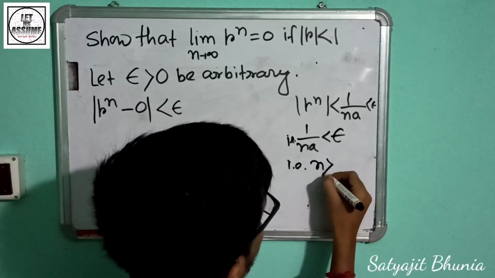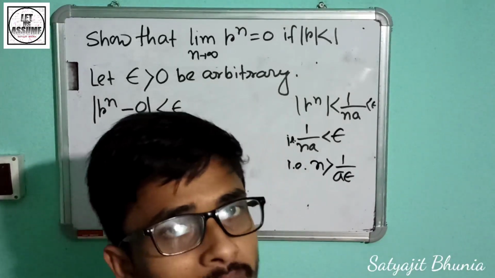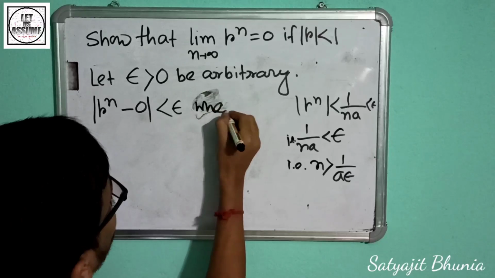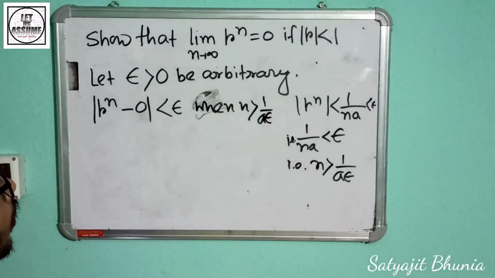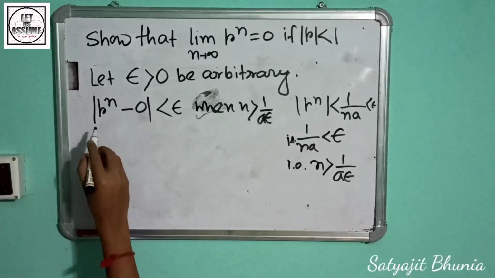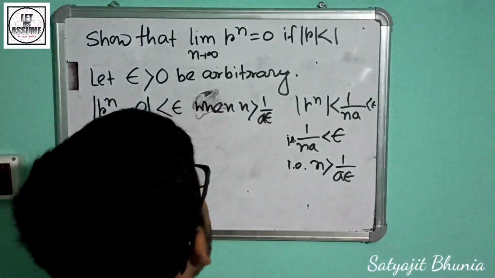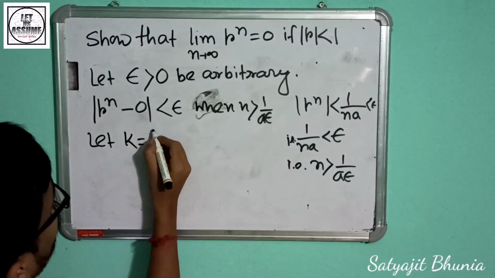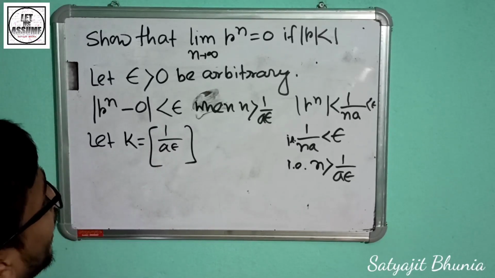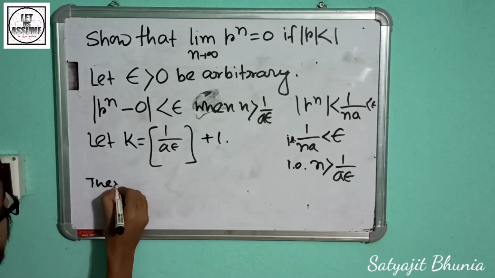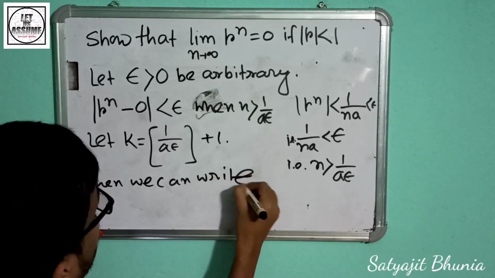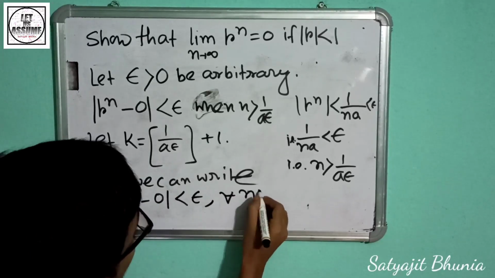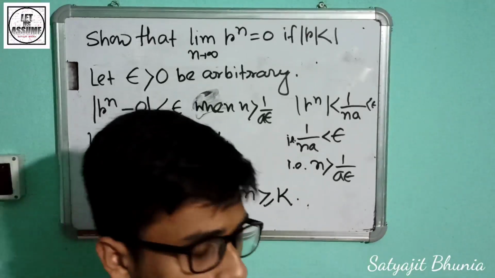তাহলে n is greater than 1/(a into epsilon), when n is greater than 1/(a epsilon)। সো এইটা হবে যখন mod of rn minus 0 less than epsilon হবে। সো আমরা যদি নিয়ে নিই let k is equal to box over 1/(a epsilon) plus 1, then we can write mod of rn minus 0 less than epsilon for all n greater than or equal to k.